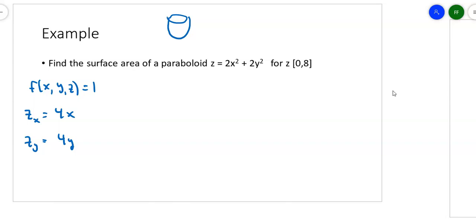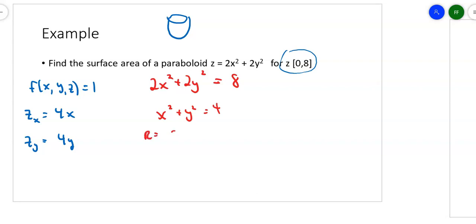Notice that I wasn't given any information about R, right? R is supposed to be that region that covers this thing. So what is the region? Well, here we're going to look at this information. The z values go from 0 to 8. So if z is equal to 2x squared plus 2y squared, and z also is equal to 8 at some point, then divide both sides by 2, and I get x squared plus y squared equals 4. So R is a circle with a radius of 2 centered at the origin.